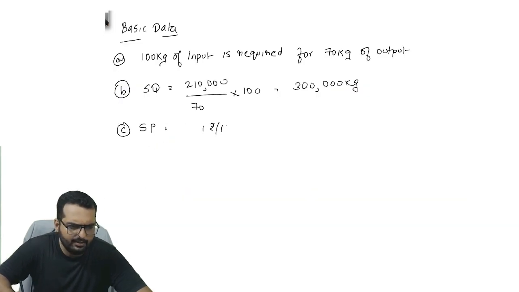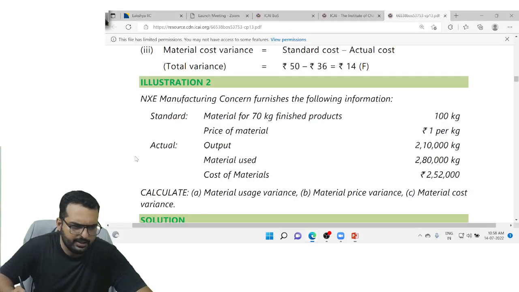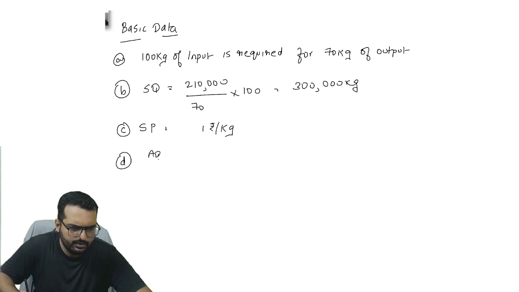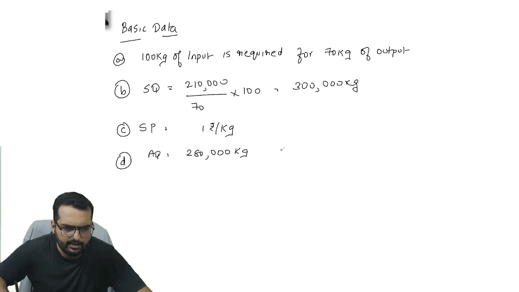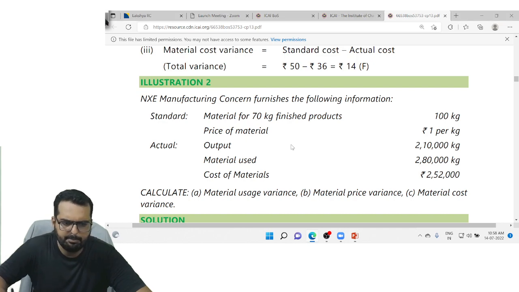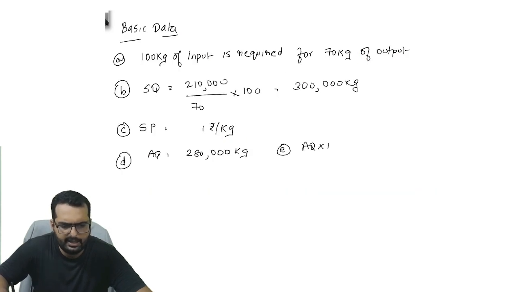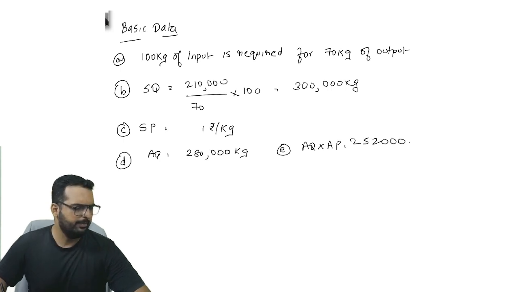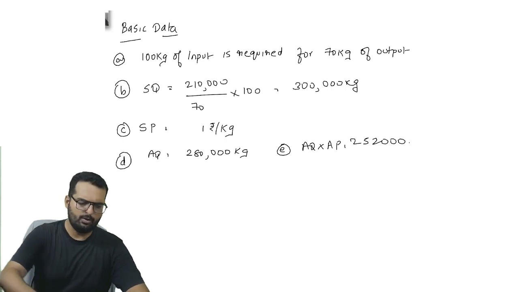SP is directly given as how much? 1 rupee per kg. After that, you have AQ. AQ is how much? 2 lakh 80,000 kg. And what about the AP? AP is not required directly. AQ into AP is given. How much is that? 2 lakh 52,000. Can you write this down in your books now, all of you?